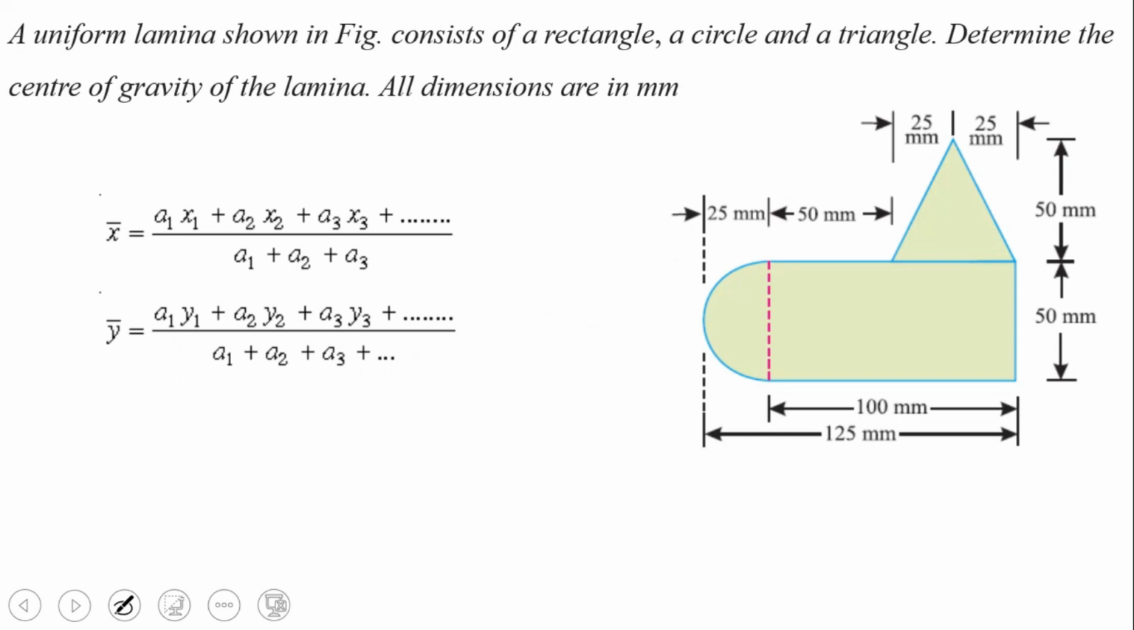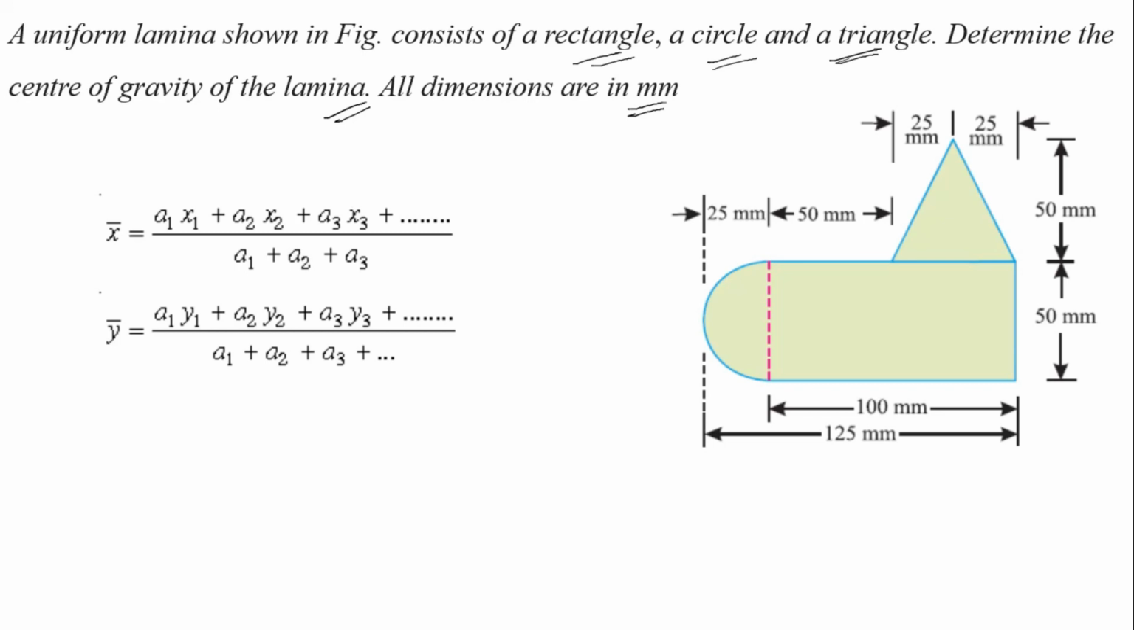A uniform lamina shown in the figure consists of a rectangle, a circle and a triangle. It's a combination of all the sections. The given section is a combination of 3 sections: rectangle section, circular section and triangle section. Determine the center of gravity of the lamina. All the dimensions are in mm.